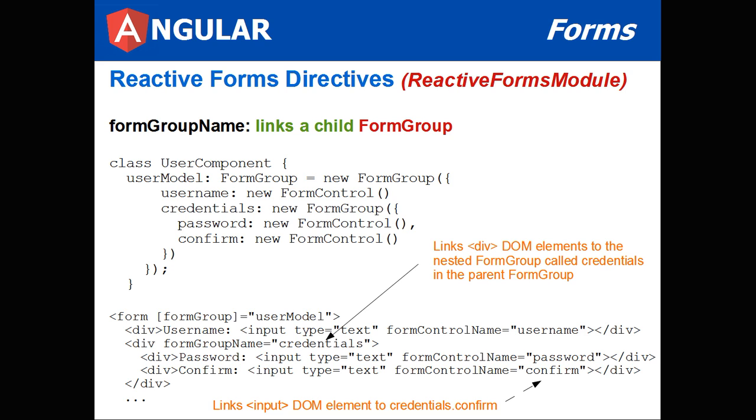So basically what I've done in this template is I mapped the form to a form group called user model. I mapped username to a form control called username. I mapped a subform group of my forms called credentials to a form group credentials in the user component. And then I started mapping those attributes via the form control name attribute to the password and the confirm.